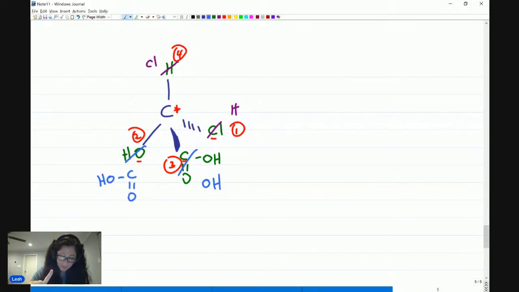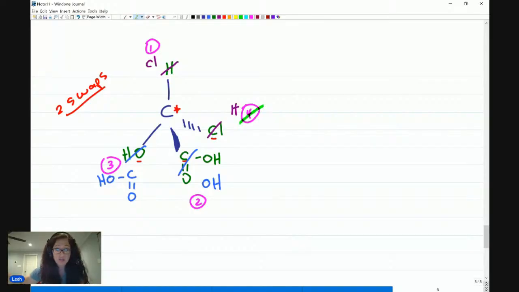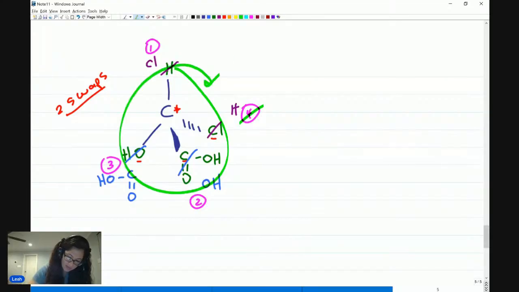And now I can re-rank them. So let's get rid of the numbers. Let's rank them again. Oh, no, wait, that was my two swaps. That means the chirality is exactly the same. And this time when I rank it, I have 4, 1, 2, 3. Number 4 needs to be in the back, which conveniently it is because I put number 4 there. Trace an arc from 1 to 2 to 3. The top of the arc goes to the right. It is R. This is what I meant to show you.